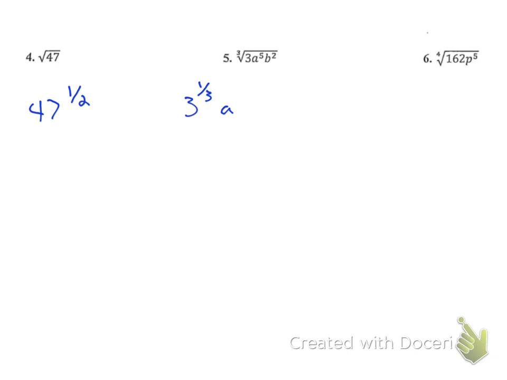A to the what? 5/3. So we'll come back to that, what you said, Emery. And then B would be to the 2/3. Good. So Emery said 1 and 2/3, right? So what that means is we could actually take an A out, right? That would simplify to where we could take an A out, and you'd have 2/3 left in the radical there.